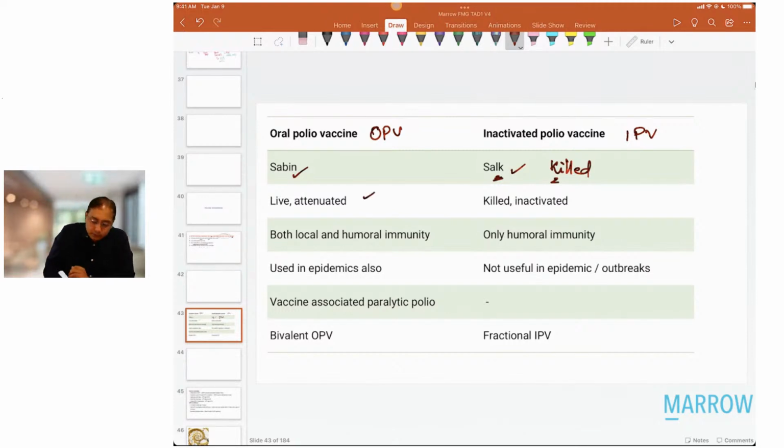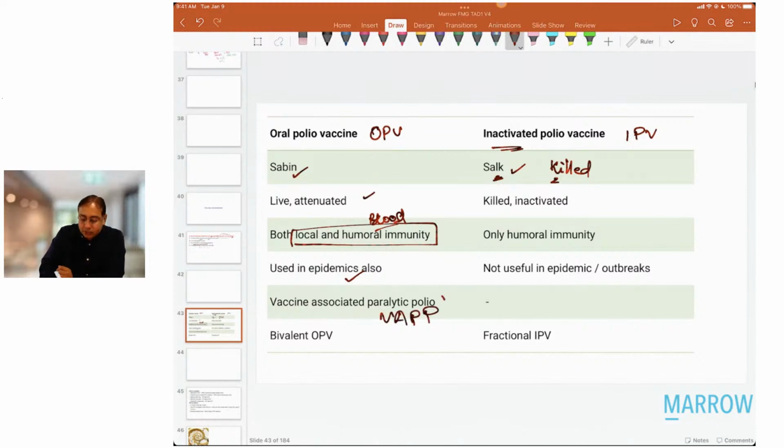And OPV, it produces both local and humoral. Humoral क्या होता है? Humoral means the blood immunity, the immunoglobulins. So it produces both the local and the humoral immunity, whereas the inactivated polio vaccine, it produces only the humoral immunity because ये local नहीं ना, intestine में नहीं ना देंगे. Inactivated is given as injectable vaccine. It is given either as intradermal दोगे या फिर आप देंगे intramuscular. So OPV can also be used in epidemics, whereas the IPV cannot be used in epidemics. OPV का एक side effect है that it may cause vaccine associated paralytic polio, whereas there is no side effect of the inactivated polio vaccine.